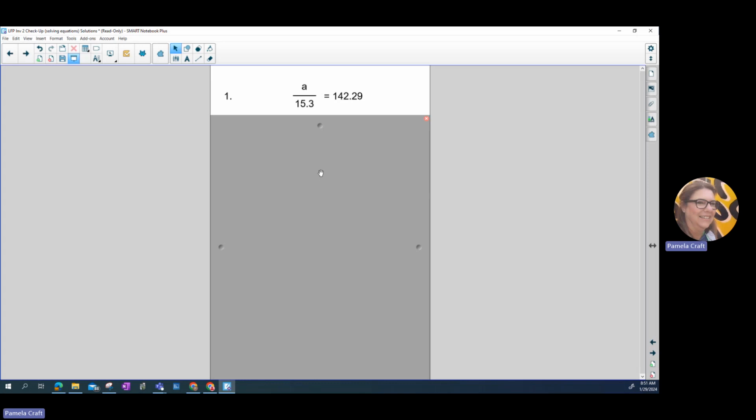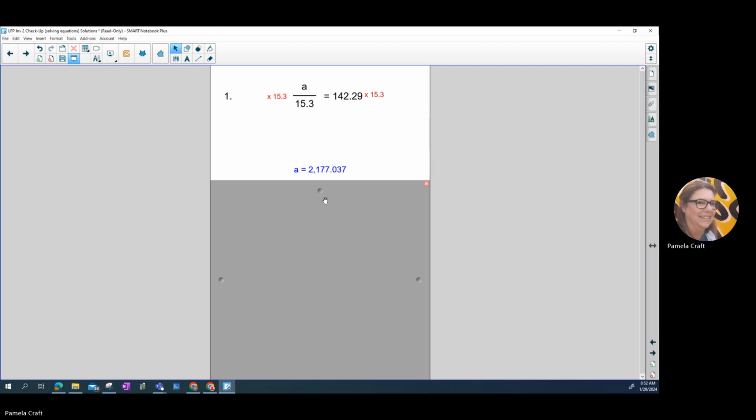So number 1, we had A divided by 15.3 is equal to 142.29. And so, because this is being divided, we need to multiply both sides of the equation by that 15.3. When we do that, we get A is equal to 2,177.037. Because it did not say anything about rounding, that's your complete answer.